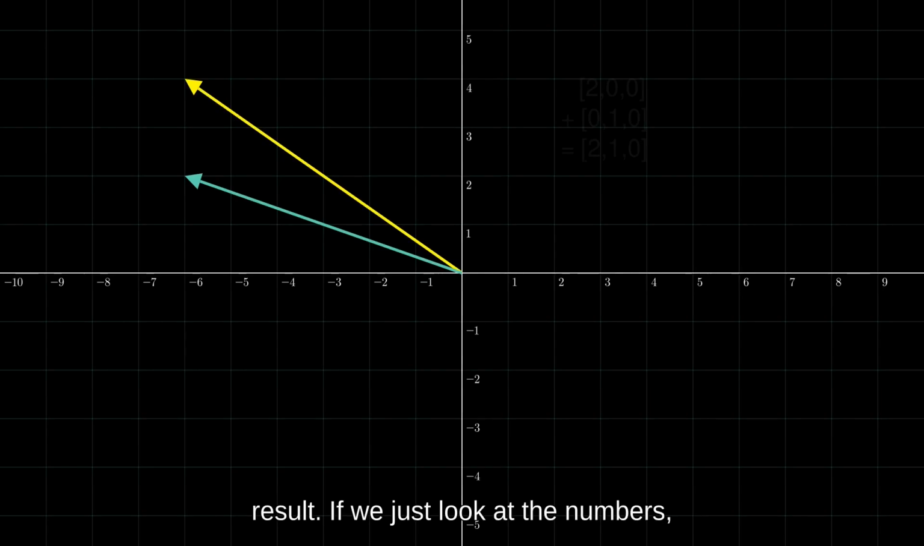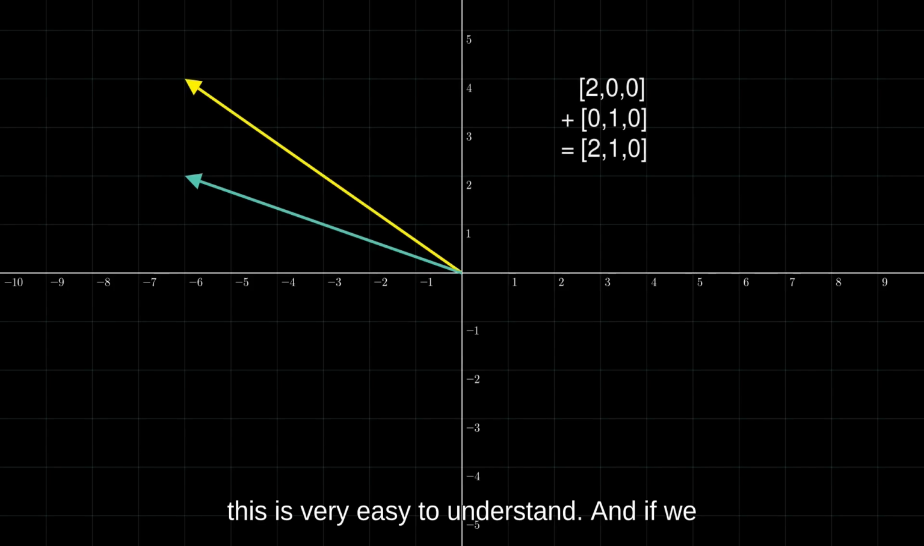If we just look at the numbers, this is very easy to understand. And if we go back to the visual interpretation, which of course we should be interested in since we're all talking about computer graphics, then we're essentially taking the tail of this y vector, placing it at the tip of the x vector, and tracing a new vector from the origin to where the tip of this y vector lands.